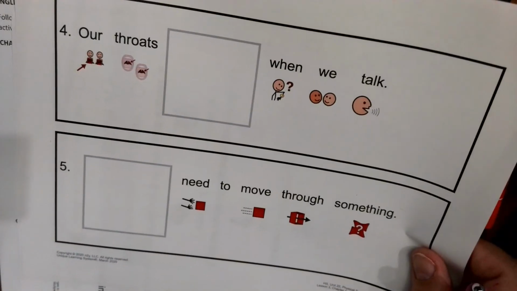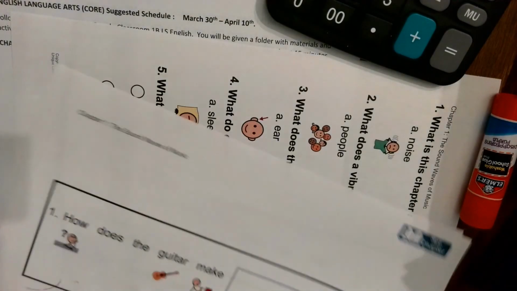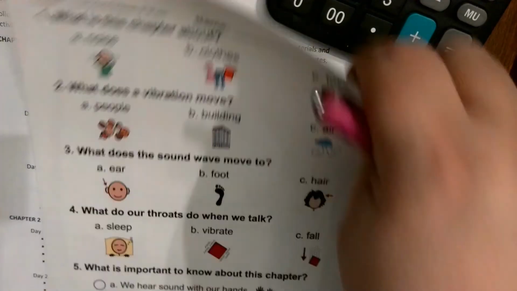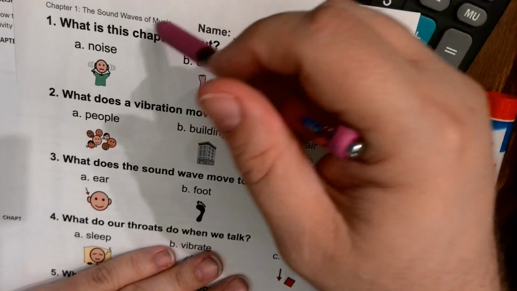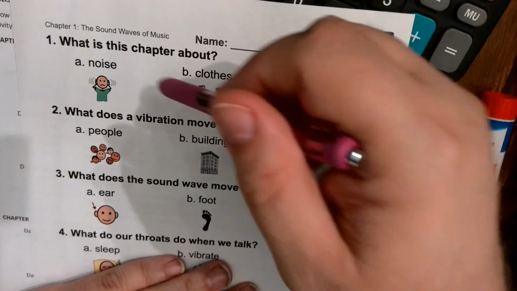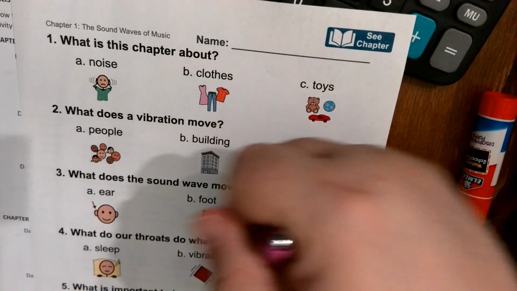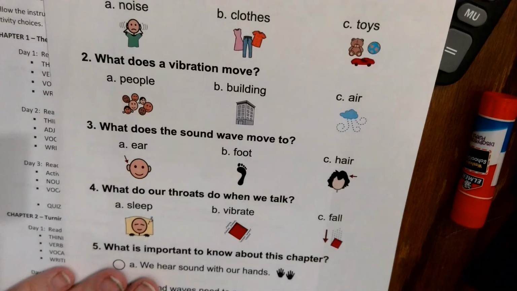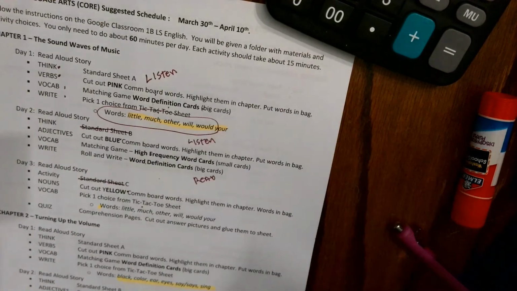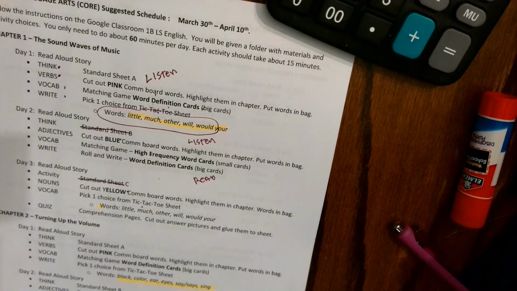And I'd like you to save these sheets, that way I can record some progress. So just save them and put them in your folder if you can. Then there's one last page that the kids like to do. It's what is this chapter about, and they get 3 choices, and they do quite well on these, so let them fill this out. Okay, so that is basically all that is in the English Language Arts suggested schedule.